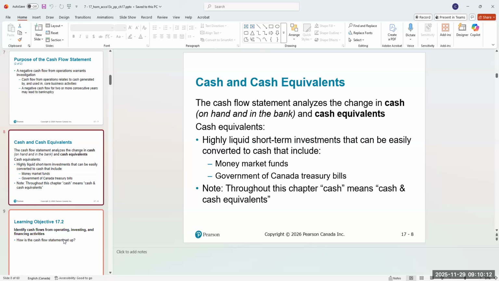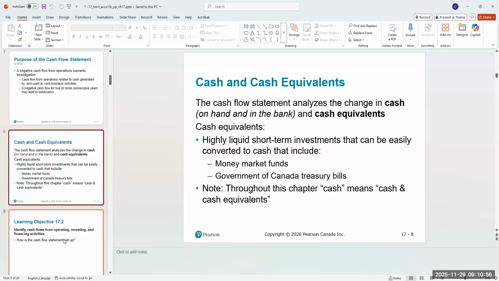Now, cash and cash equivalents: what is cash and what are cash equivalents? Which changes are we chasing when we say cash? When we say cash, we don't mean only the bills that we have in our pocket. We're also considering bank accounts and highly liquid short-term investments. What does highly liquid mean? It means easily converted into cash. For example, if you have an investment in a GIC that is cashable at any time, that's considered a highly liquid short-term investment. So that's considered purely cash, because anytime you can convert it back to cash.